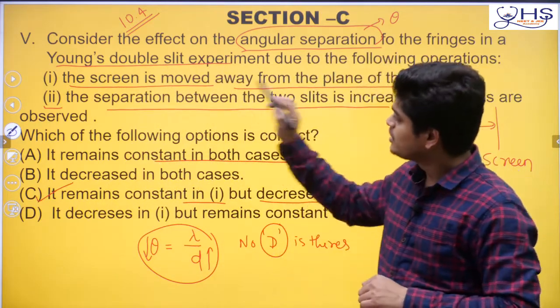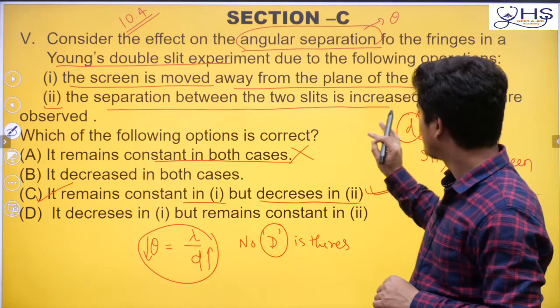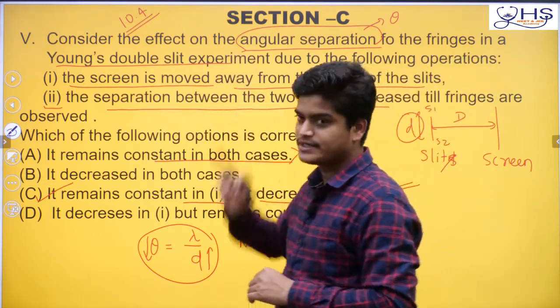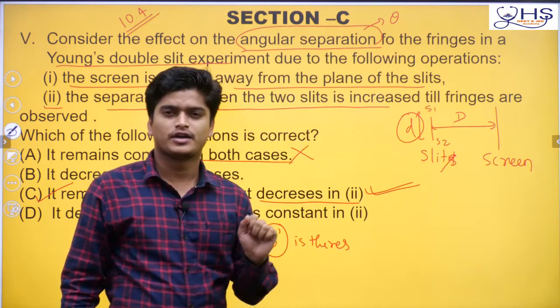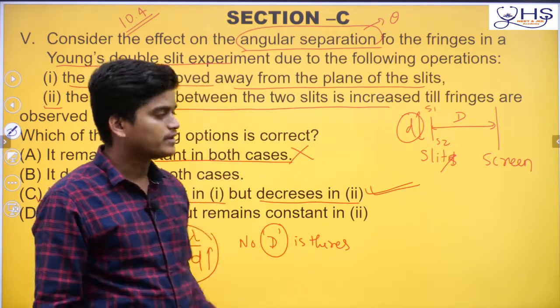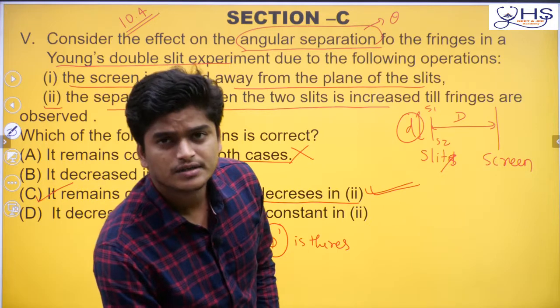If you know Young's double slit correctly, what is happening there, and if you check the examples and exercises also, then all questions you can do correctly without any problem. So I hope you understand.